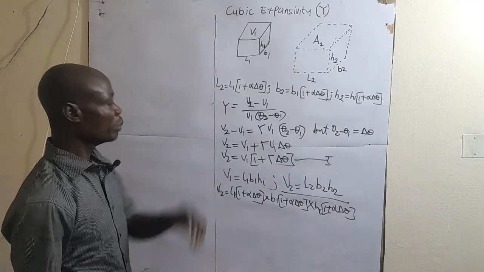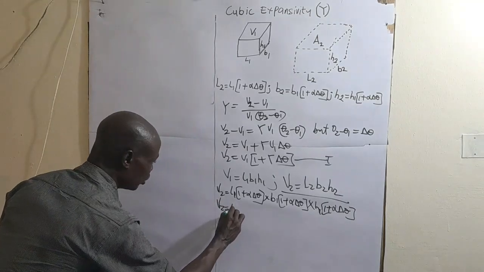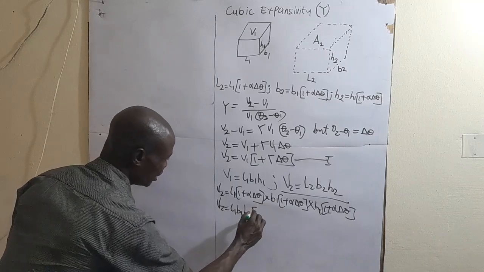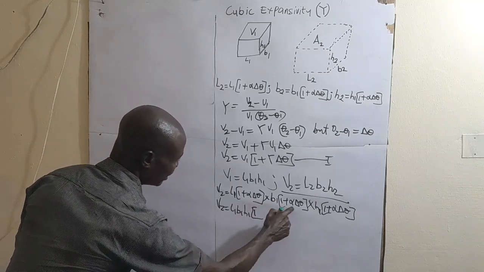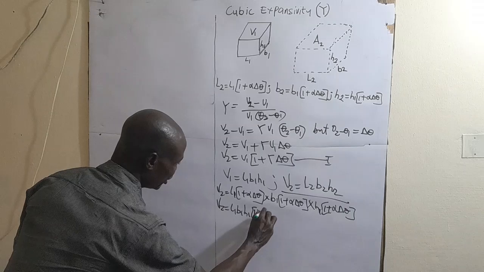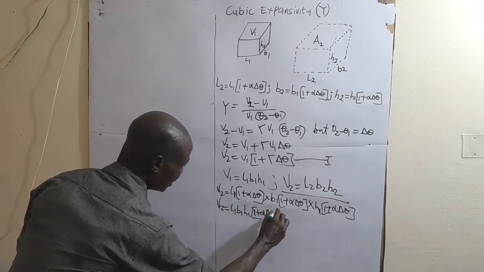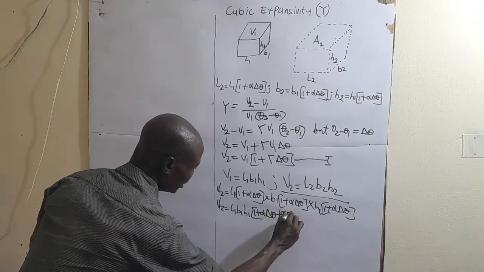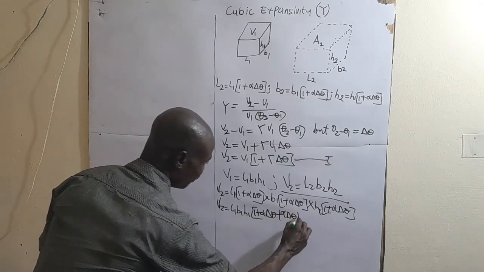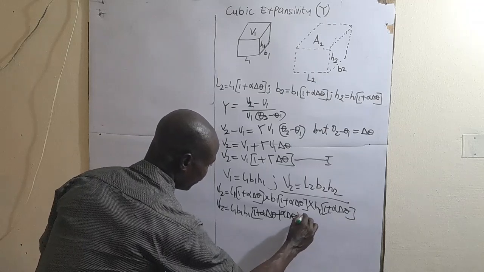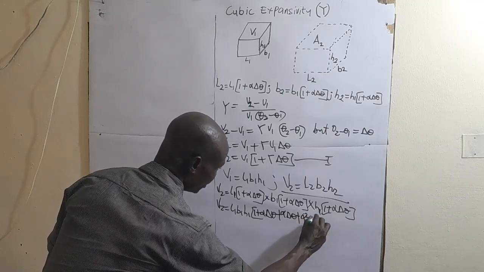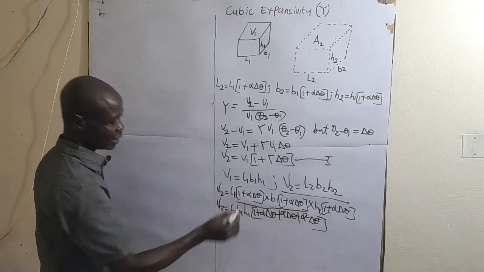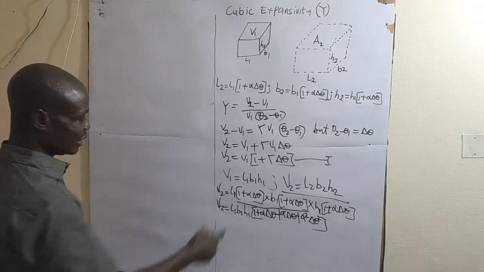So opening the bracket, we have that V2 equal to L1 B1 H1, open bracket, 1 times 1 is 1. 1 times alpha change in theta is alpha change in theta. Then alpha change in theta times 1 is alpha change in theta. Then alpha change in theta times alpha change in theta, we have alpha square change in theta square. Okay, so this is what we have. So we are multiplying the first section.